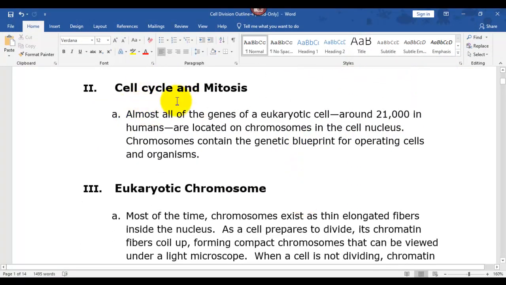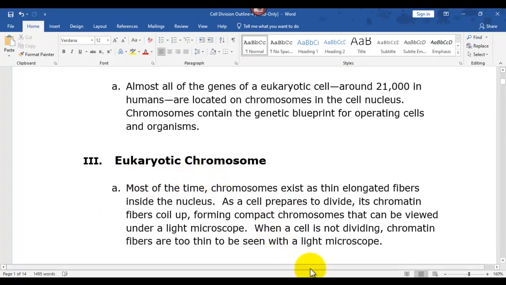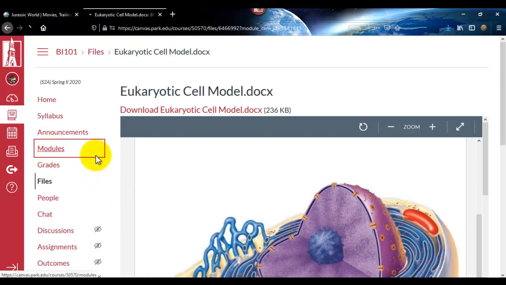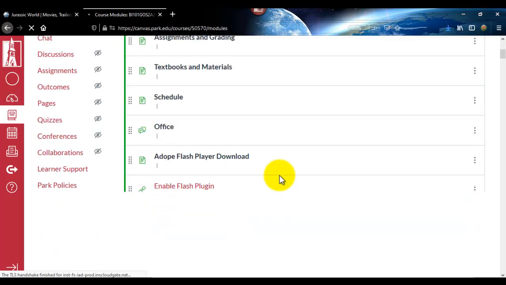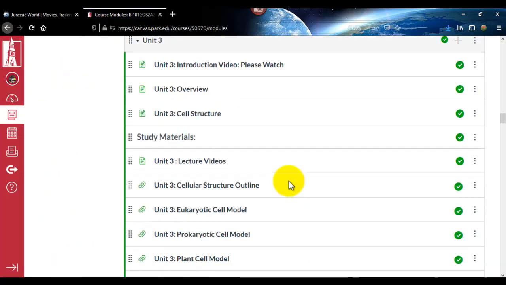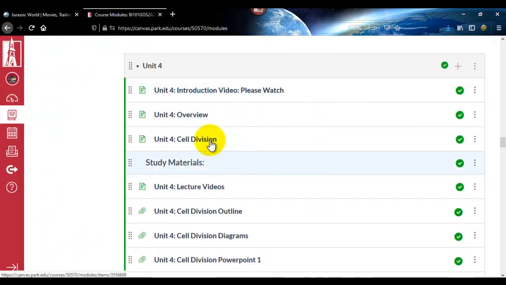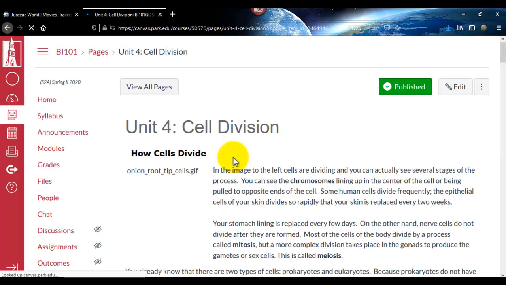Okay, we'll do the cell cycle first, and then we'll do mitosis. Now, before we get into this, it says a eukaryotic chromosome. I'm going to briefly jump back over to our unit. Let me go down here, and I'm just going to touch on this. So this is the reading portion of our class.